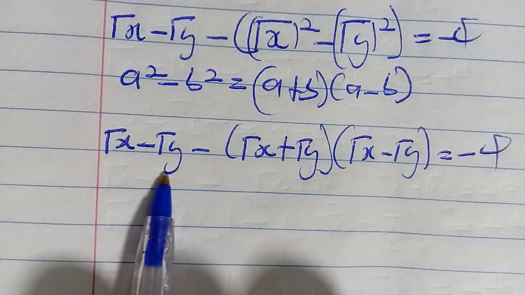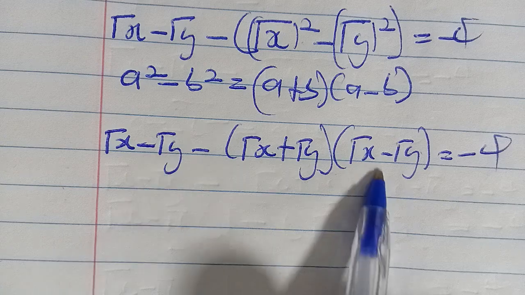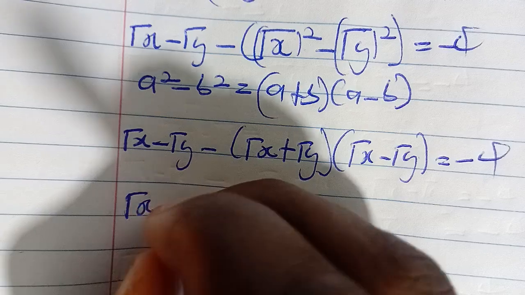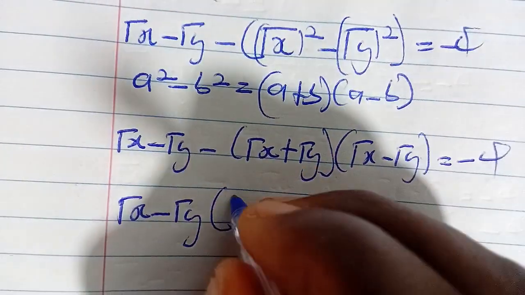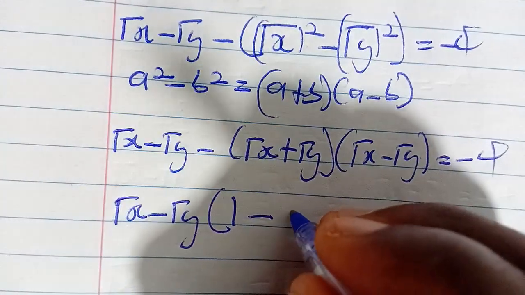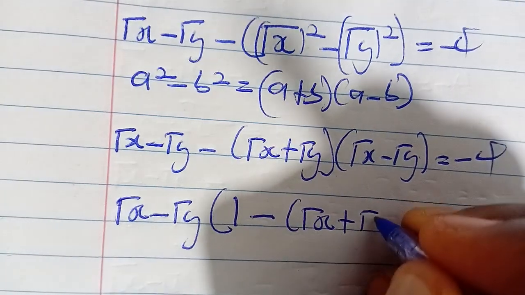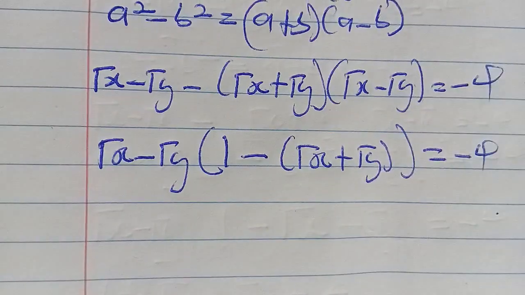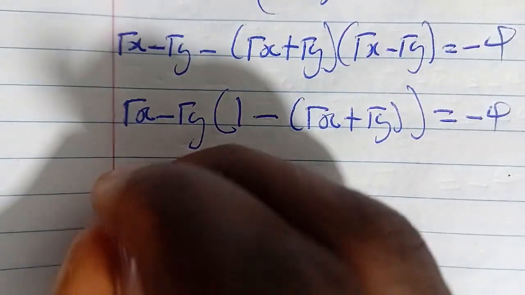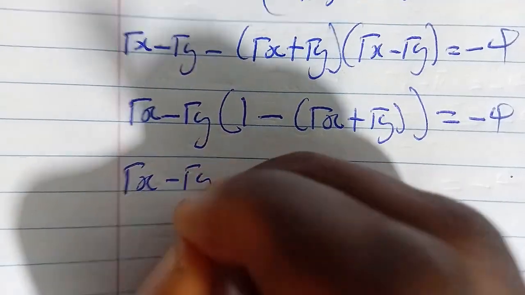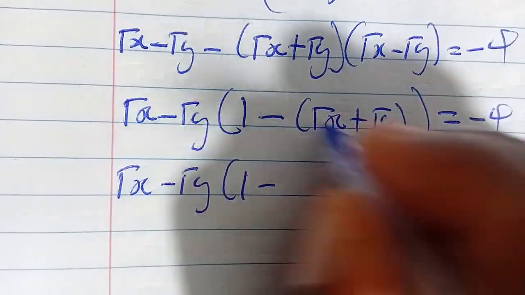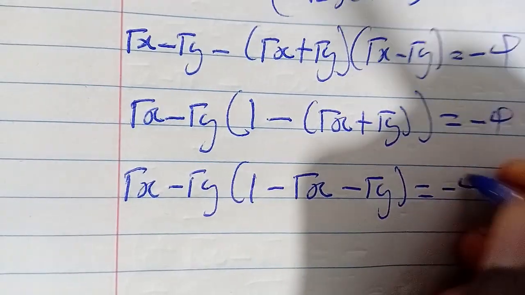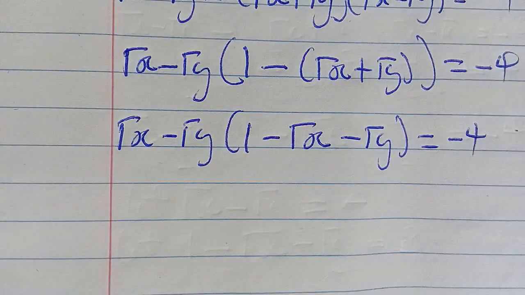So here we are going to factorize, because we have this here and we have this here. So you're going to have root x minus root y and 1 minus, root x plus root y. So can you see that? Now the equation becomes, okay, so this is the equation now.